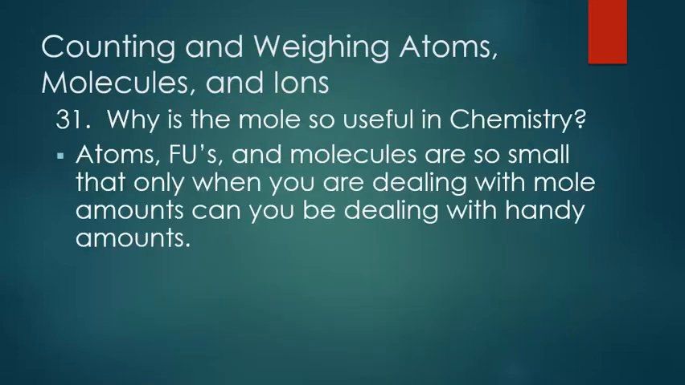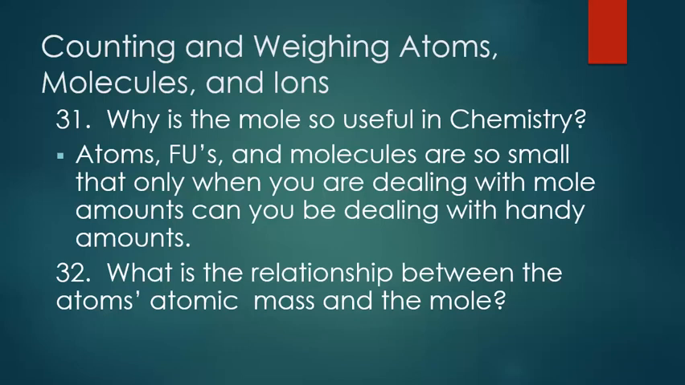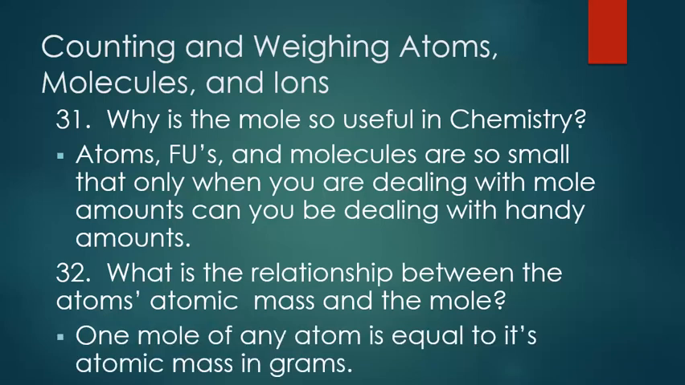So how does this help us? Well, here we go. Why is the mole so useful in chemistry? Because atoms, formula units, and molecules are so small that only when you're dealing with 1 mole amounts can you be dealing with handy amounts. What is the relationship between what he just told us and the mole? And this is what we're going to learn next. 1 mole of any atom is equal to its atomic mass in grams. So those 12 AMUs, that is the mass of 1 atom of carbon, not practical. But if you're dealing with a mole of carbon, that 12 becomes 12 grams.